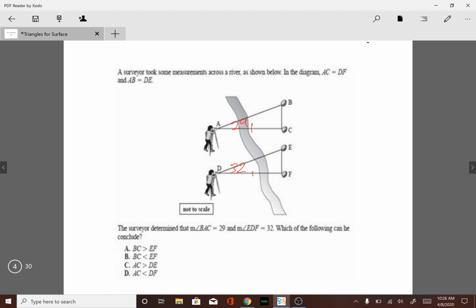BC is less than EF. That one's looking pretty good. AC is greater than DE. Well, we know that AC might be smaller than DE, but there's no guarantee there. And that AC is less than DF. Well, AC and DF are told to be the same length. So our best option is that BC is smaller than EF. So that one's going to be B.